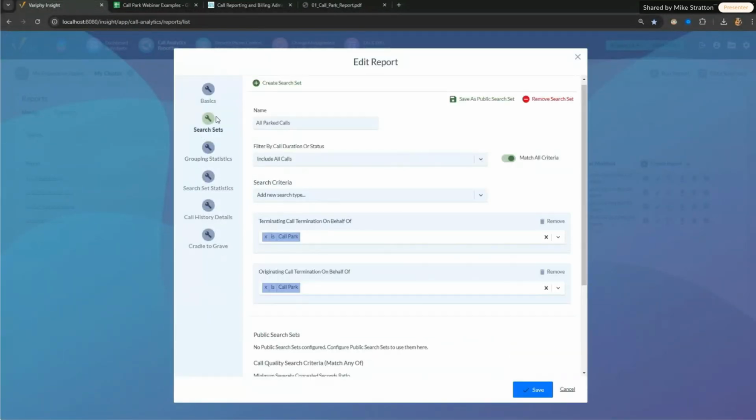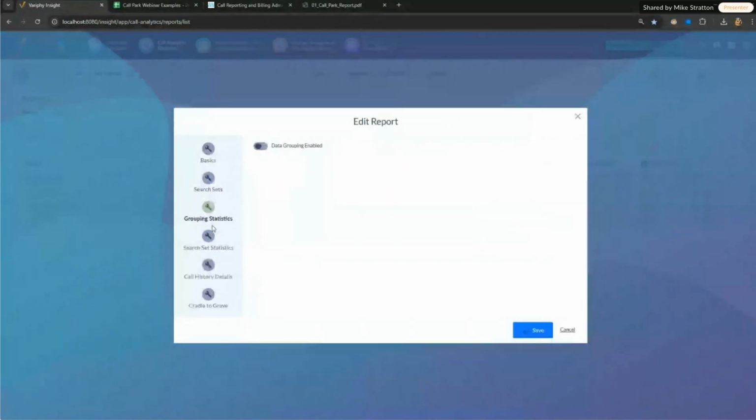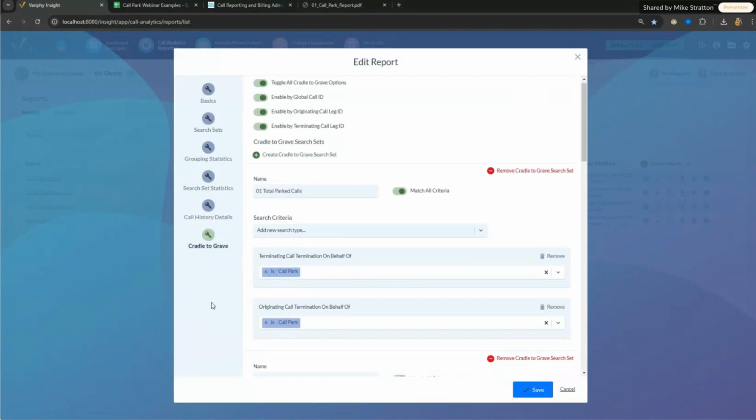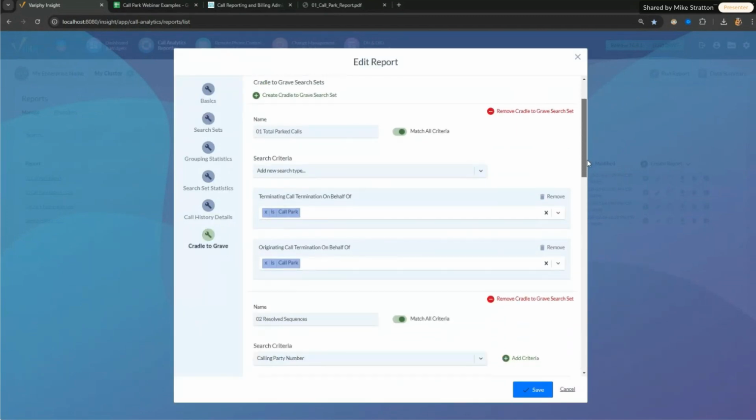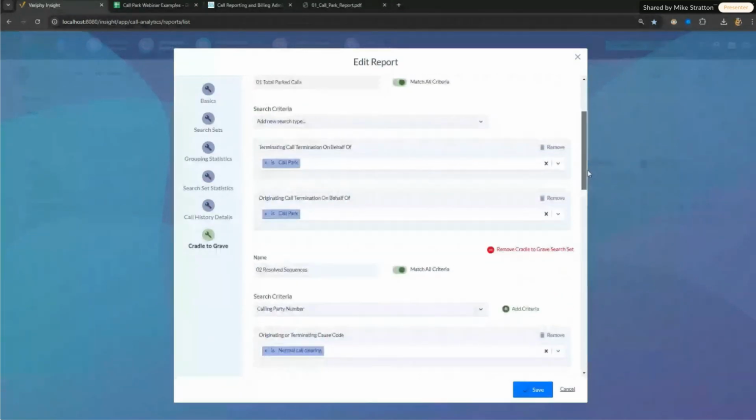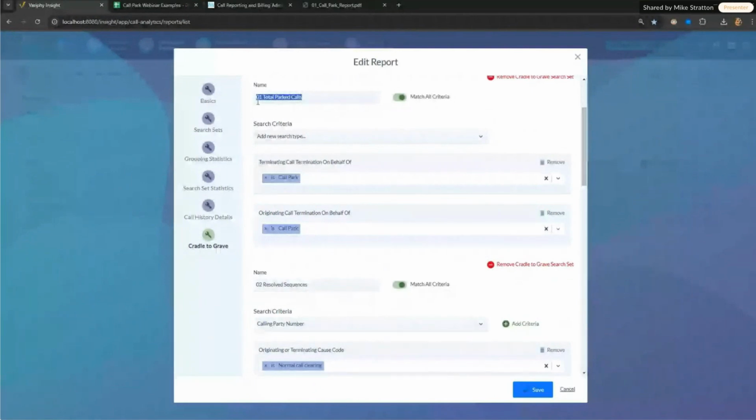So in his case, we built a search set. In this case, in my sample, I'm looking for just park calls. In his example, we did original call party was his hunt group number, and then again, turned off everything else. And then down in cradle to grave, we built out search sets for each scenario. So here again, total park calls is looking at both of these 2 fields.